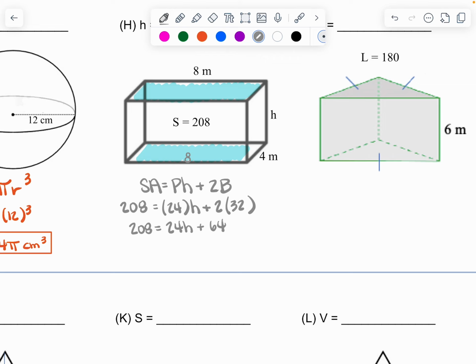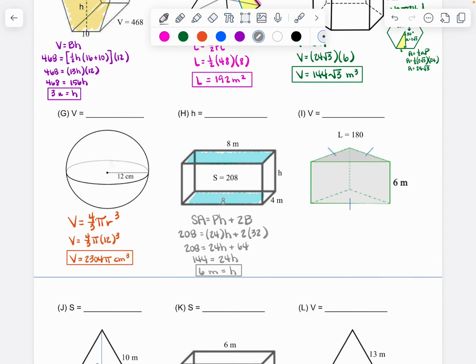So again, I'm going to take this in baby steps. So 208 equals 24H plus 64, right? So we're just going to subtract 64 from 208, and we're going to get 144. Equals 24H, so H equals 6 meters. And that's what we were looking for.